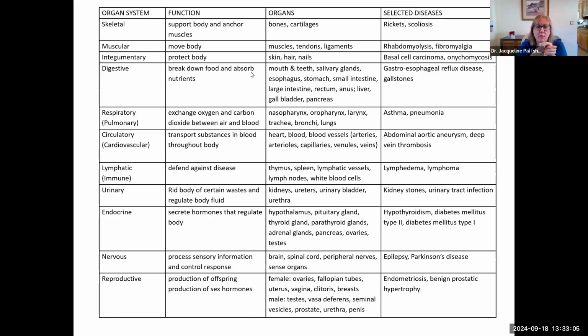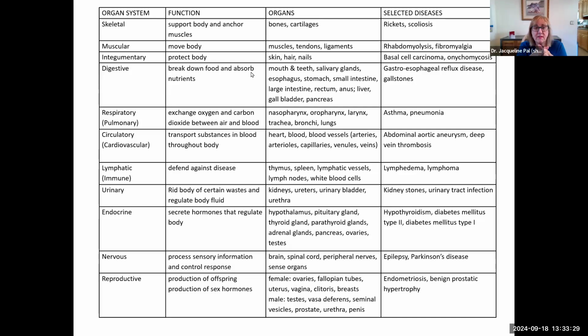The nervous system does 2 things. It processes incoming sensory information, makes sense of it, and controls the response with a motor response. And so it involves the brain, the spinal cord, as well as peripheral nerves and sense organs. And a couple of diseases would include epilepsy and Parkinson's disease.